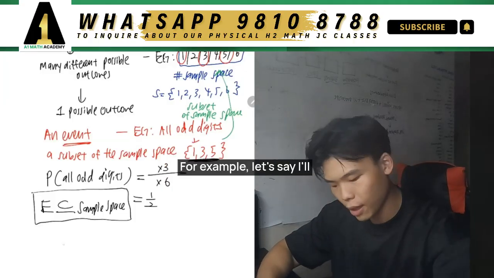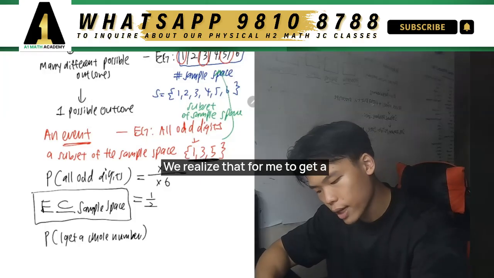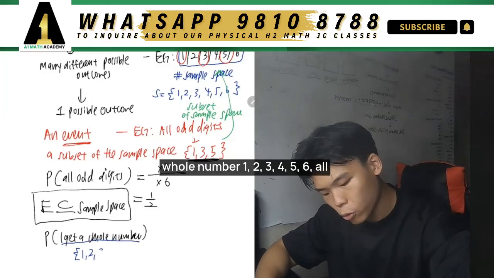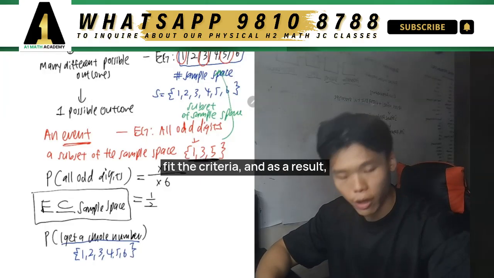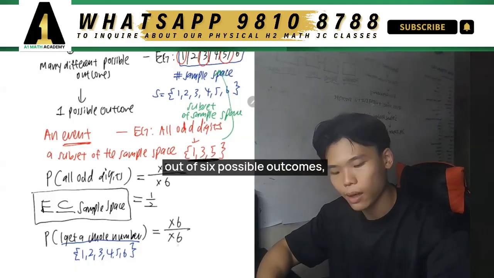For example, let's find the probability that I get a whole number. We realize that for me to get a whole number, 1, 2, 3, 4, 5, 6 all satisfy the criteria. As a result, I have 6 possible outcomes out of 6.